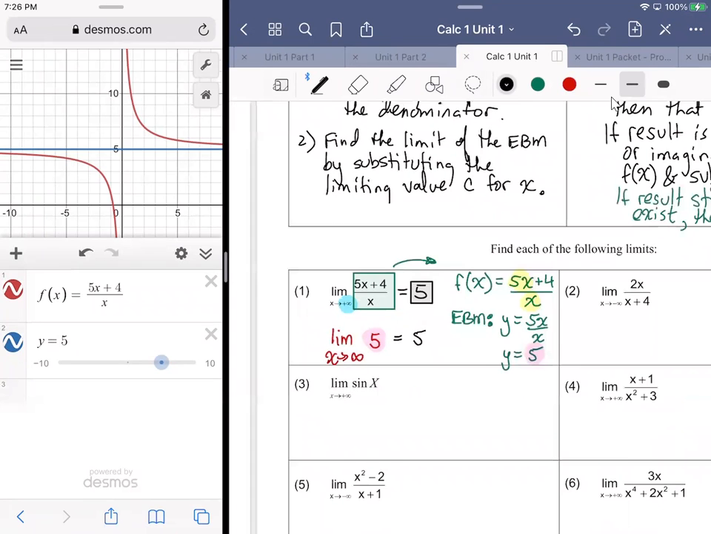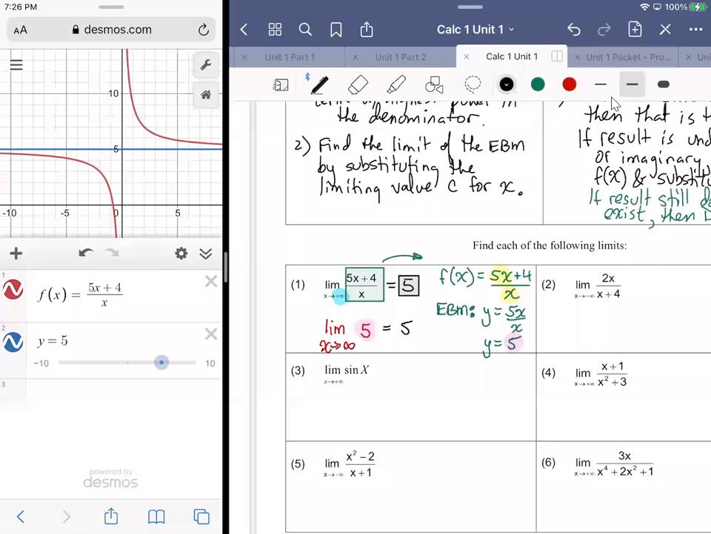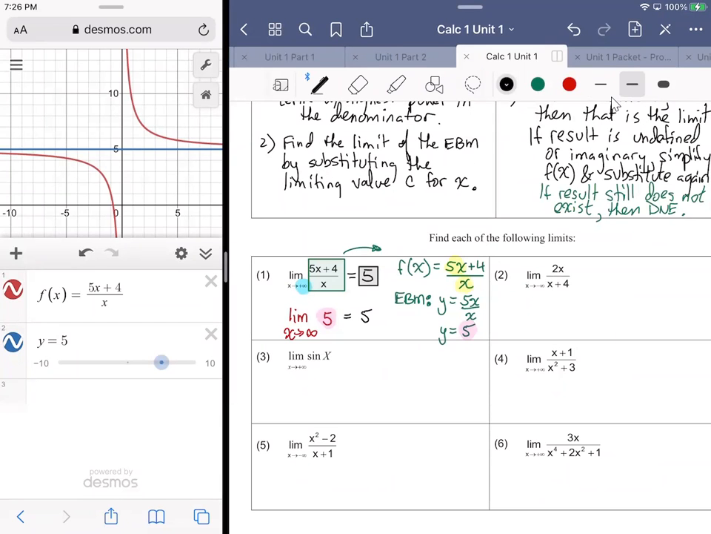All right, the second example is basically the same idea. So we look at an end behavior model for this function f of x. 2x over x plus 4, the term with the highest power up top is 2x. The term with the highest power on the bottom is just an x. So my end behavior model is y equals 2x over x, which gives us y equals 2.